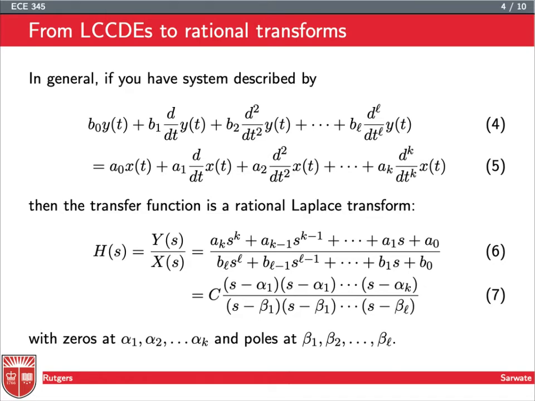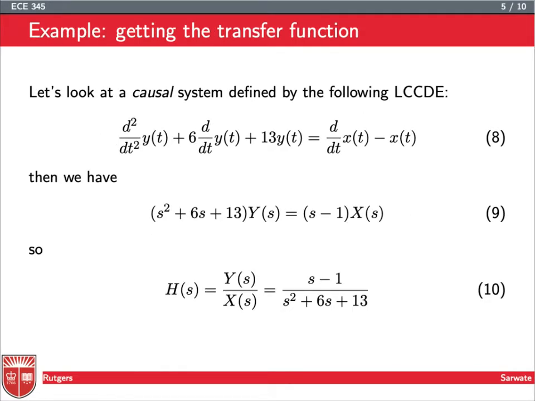And then what you can do, hypothetically at least, is factorize this Laplace transform into a constant times a product of zeros on the numerator. We can call these zeros, say, at alpha 1, alpha 2, up to alpha k, and similarly poles at beta 1, beta 2, up to beta l. So here are the poles and the zeros of this transfer function. So let's do a little example.